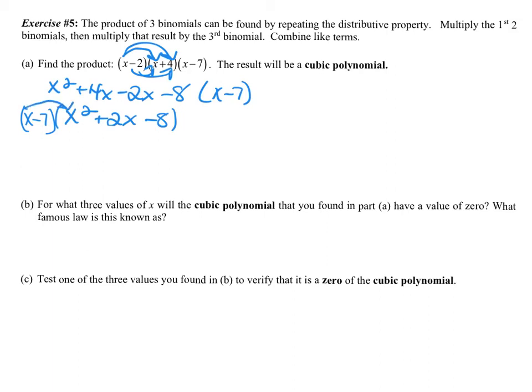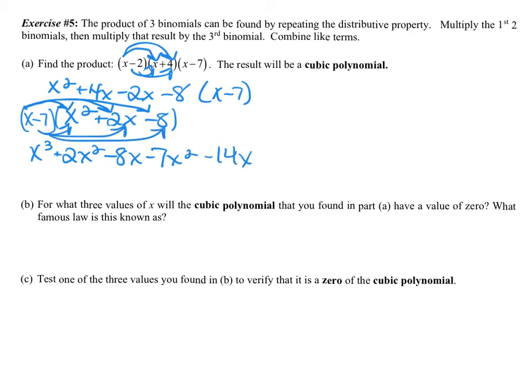So I'm going to multiply here, x cubed, multiply here, plus 2x squared. Here is negative 8x. Now I'm going to distribute the negative 7. So negative 7x squared minus 14x plus 56.